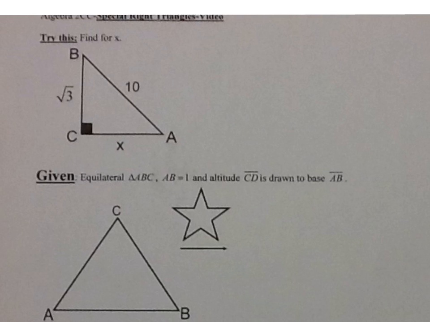So the Pythagorean theorem is a squared plus b squared is equal to c squared. So remember, c is your hypotenuse, and the hypotenuse is always opposite the right angle. So therefore, your a and your b are your legs. It doesn't matter which one you make a and which one you make b, because addition is commutative. So we have x squared plus the square root of 3 squared is equal to 10 squared.